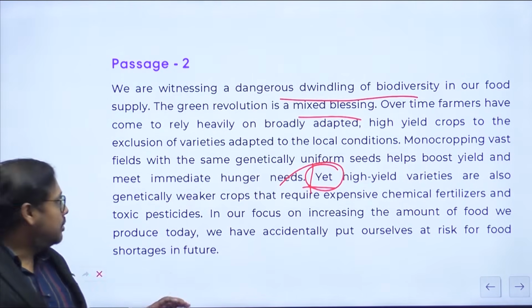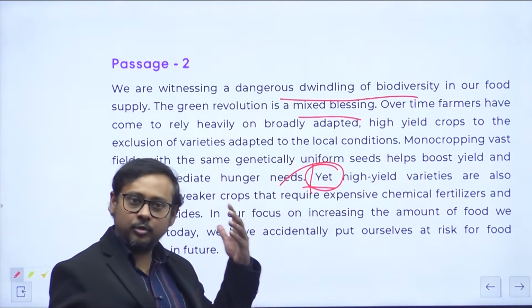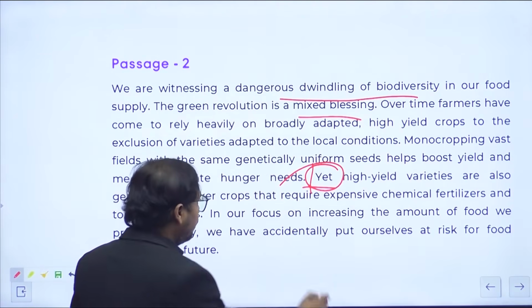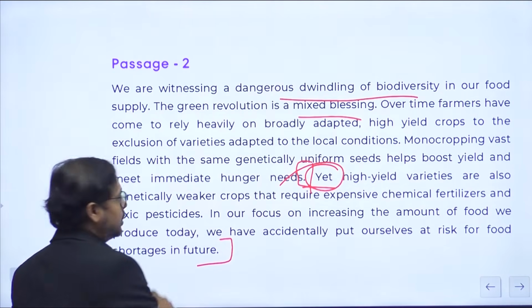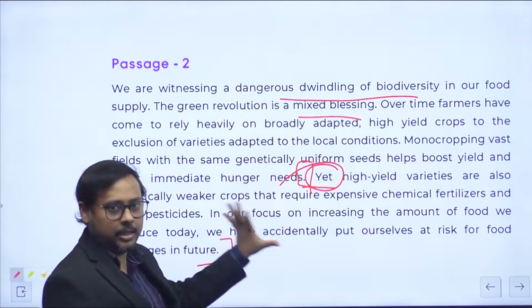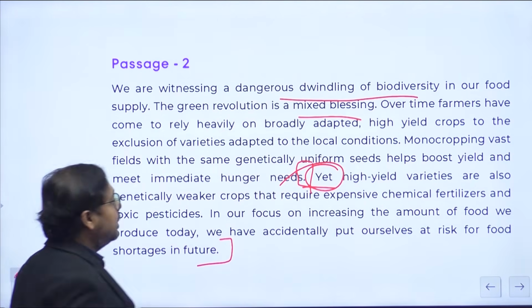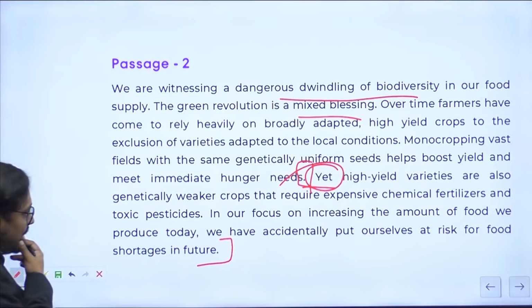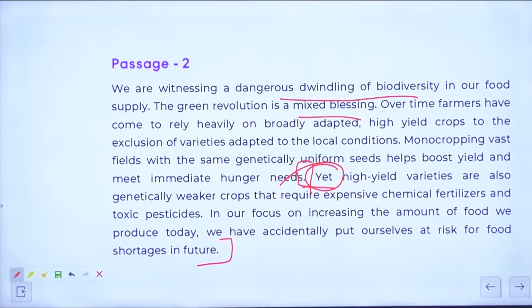Whatever the question, I don't have to see the answer options. I will know my answer will be from here to here. I don't know the option, but my answer will be hidden somewhere here. Yet high-yield varieties are also genetically weaker crops that require expensive chemical fertilizers and toxic pesticides. So here it is kind of critiquing, right?